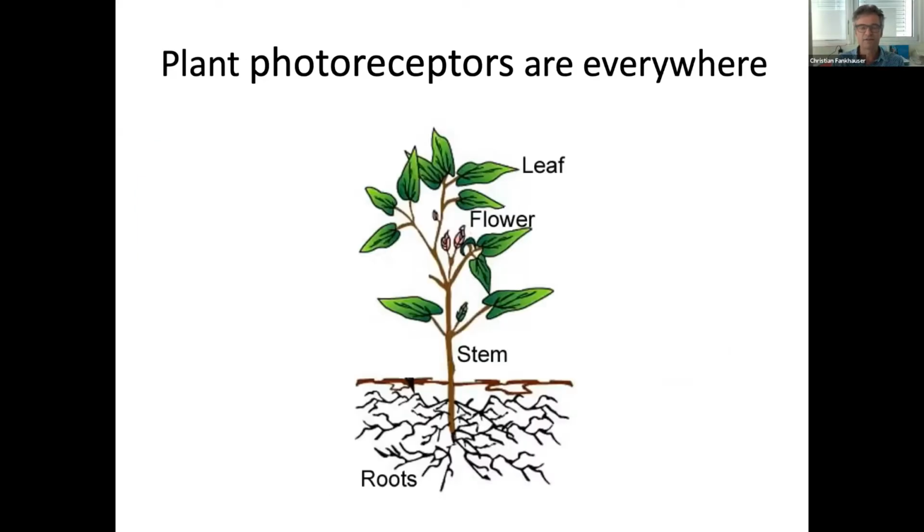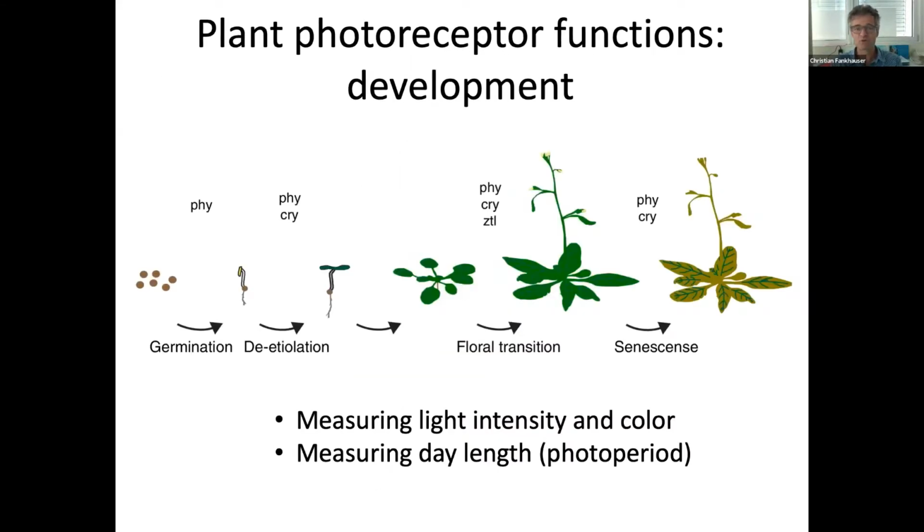So plants don't have a visual organ, but they're full of photoreceptors. And it turns out that you find them a little bit everywhere in the plant: in leaves, in stems, in flowers, and surprisingly, you even find them, at least some of them, in the roots. If you want to know why, we can discuss this later. And what do these photoreceptors do? This is a little summary. They basically control major developmental transitions throughout the life cycle of a plant.